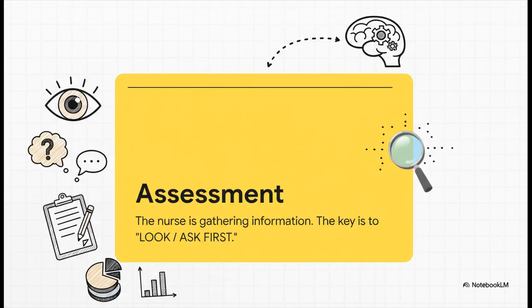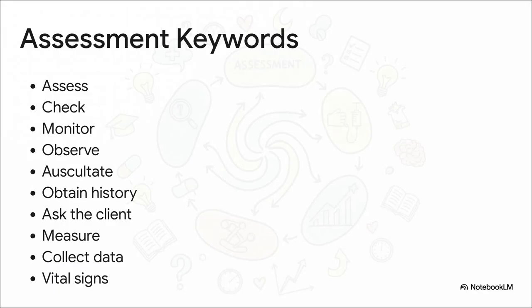The single most important idea to burn into your brain here is gathering information. Before you can do anything, before you can even think about a problem, you have to look and you have to ask. It's pure data collection. And these are your magic words. When you see keywords like assess, check, monitor, or obtain history, these words should be like a giant flashing neon sign in your brain. They're all asking the same basic question. What is happening right now?